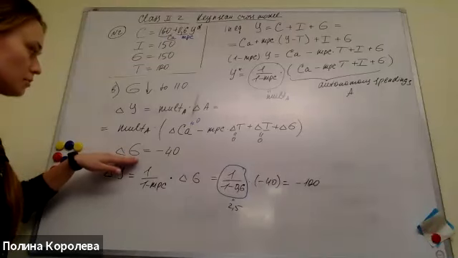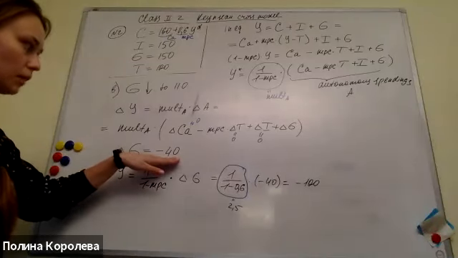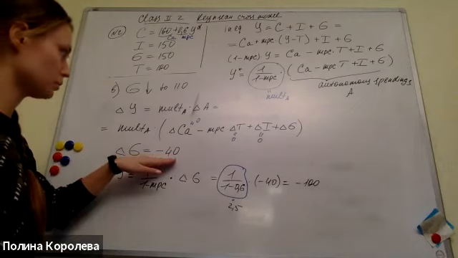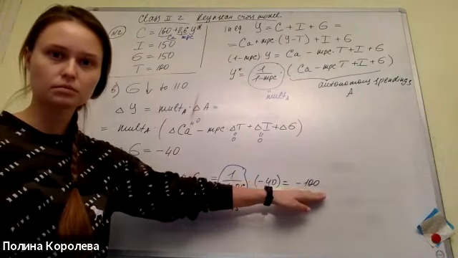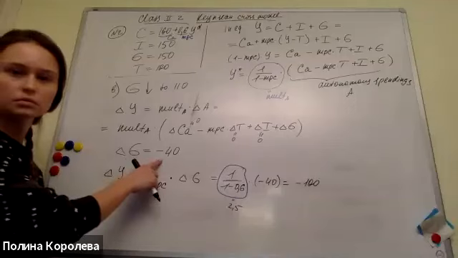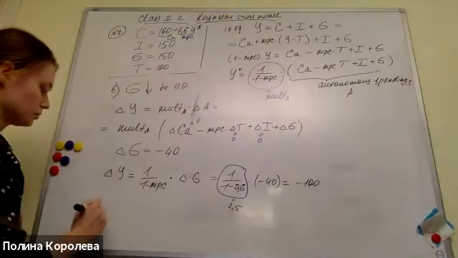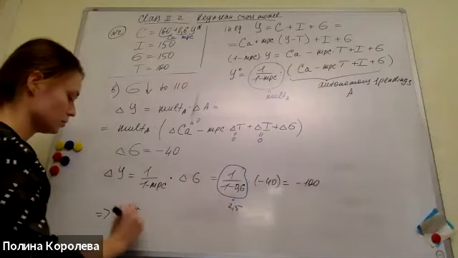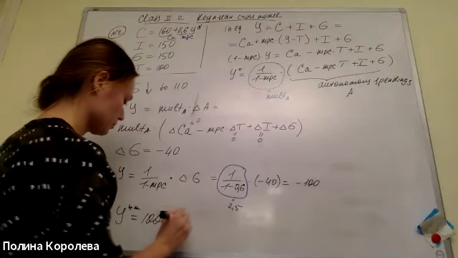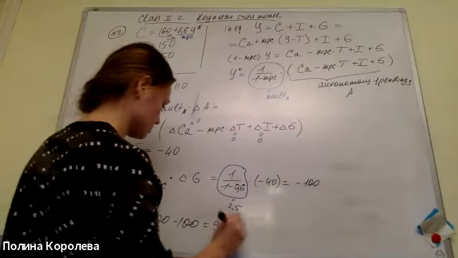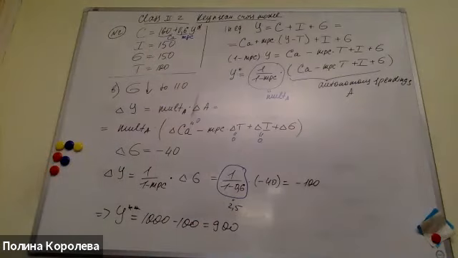We decrease here government spendings by 40, and what influence will we have? GDP will decrease by 100, more than 40. Okay, I got it. So new level of GDP will be equal to how much? 900. Yes, we had 1,000 before, and now it decreases by 100. 900.